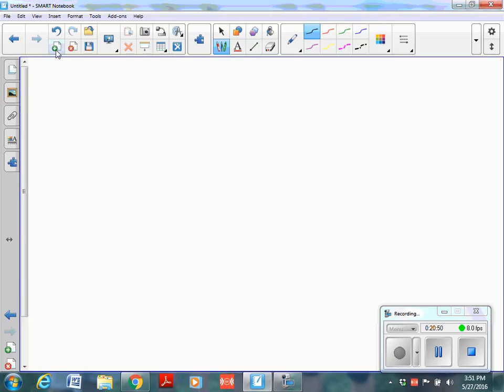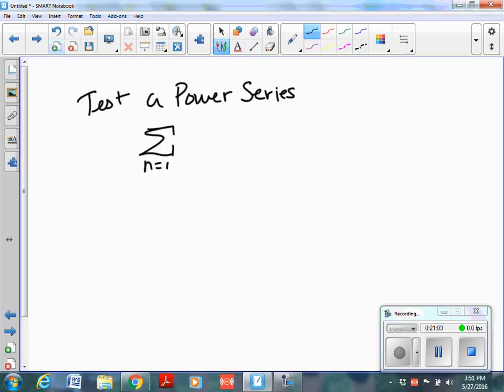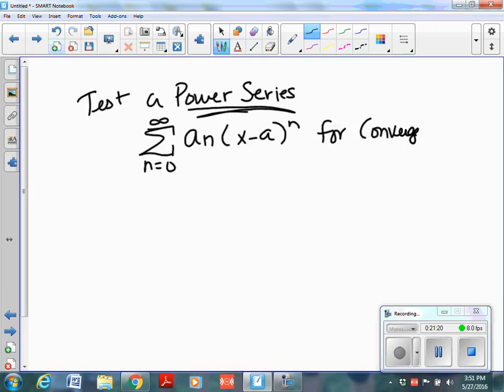Okay, last part, how do you test a power series? And here's the power series: sum from n equals 0 to infinity of a_n (x minus a)^n. Here's your power series all the way back to the beginning for convergence. How do you test for convergence? Here's some things. You can use the ratio test, like we did in the last section.